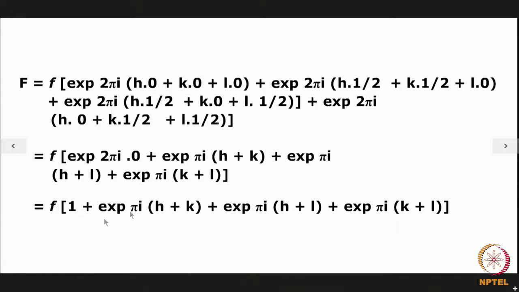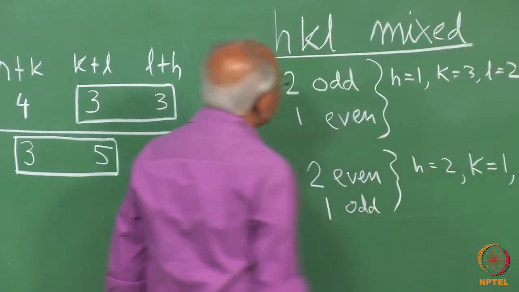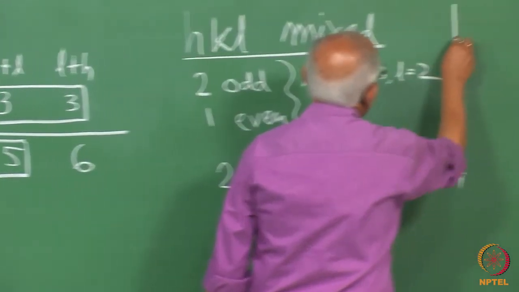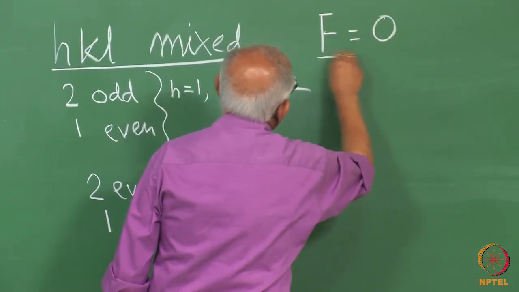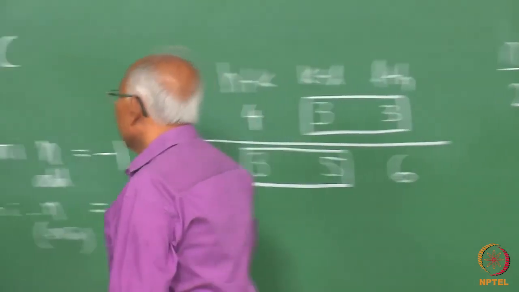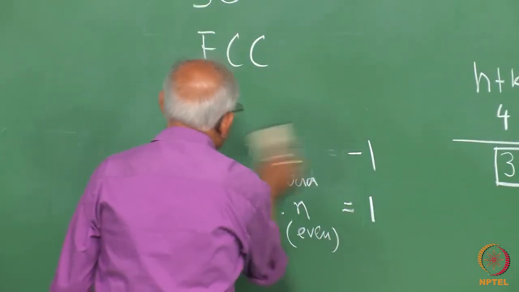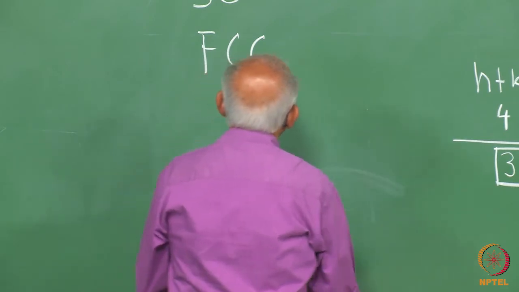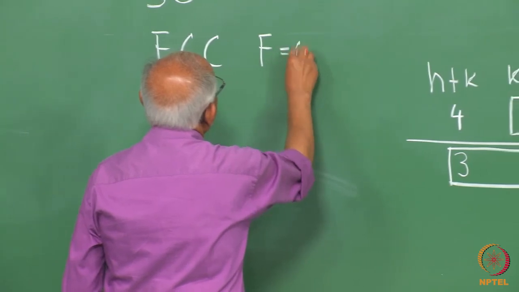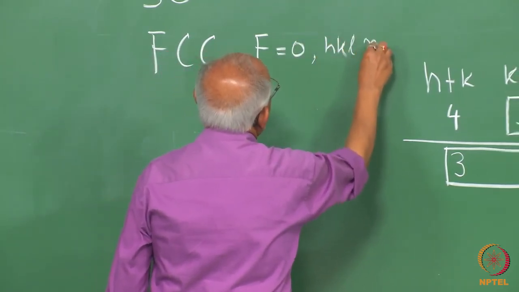So, what will happen in these 3 expressions here? 2 will be minus 1, 1 will be plus 1. So, if we add them up, it will be small f into (1 minus 1 minus 1 plus 1), that means f into 0. So, it will be simply 0. So, if we have a situation where h, k, l are mixed quantities, then the value of f will be equal to 0 in case of FCC material. So, if we have an FCC material, then capital F will become 0 when h, k, l are mixed quantities.